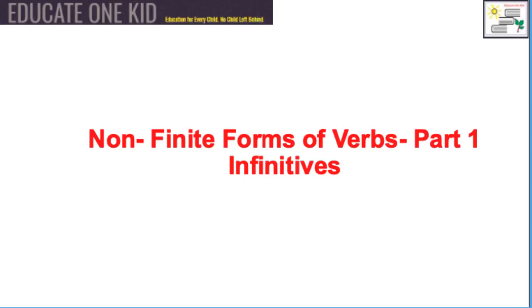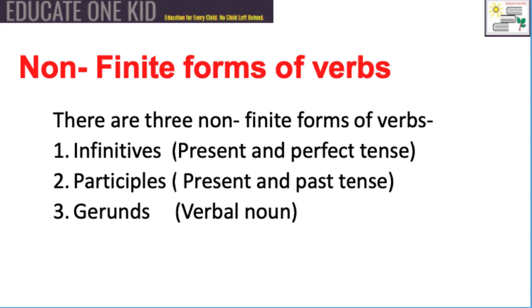Today's lesson is on non-finite forms of verbs. In this part, we shall learn about the infinitives. In the non-finite form of verbs, there are three main types: the infinitives, that is the present and perfect tense, the participles, which is the present and past tense, and the gerunds, which are the verbal nouns. In this presentation, we shall focus basically on the infinitives. Let us see it in detail.